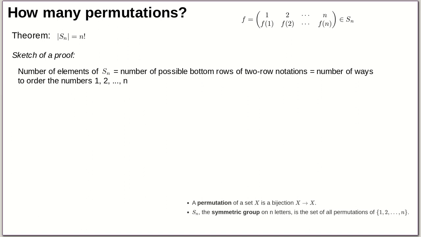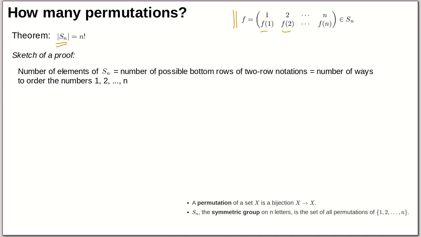In the last video we defined the symmetric group on n letters, which we wrote as Sn, to be the set of all permutations of the set 1, 2, 3 up to n. So the set of all bijections from 1, 2, 3 up to n to itself. We also introduced some notation for elements of Sn, which was this two-row notation. The two-row notation for a function f from the set 1, 2, 3 up to n to the set 1, 2, 3 up to n was two rows of numbers where on the top you wrote 1, 2, 3 up to n, and beneath 1 you wrote f of 1, beneath 2 you wrote f of 2, and so on.